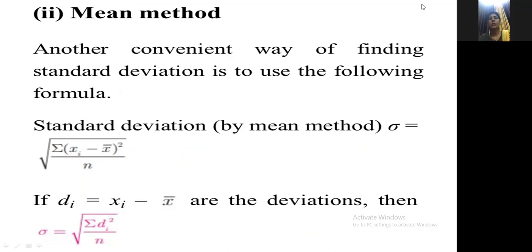Here the deviations are xi minus x bar. Then sigma is calculated from the sum of the deviations. Here we will calculate the deviations, that is xi minus x bar. So the formula is the square root of summation di square divided by n. The value of i is according to the question, according to the data given, that is, how many observations are given. It will be understood with the help of an example.